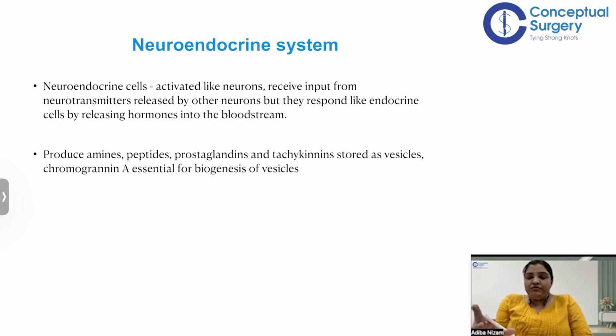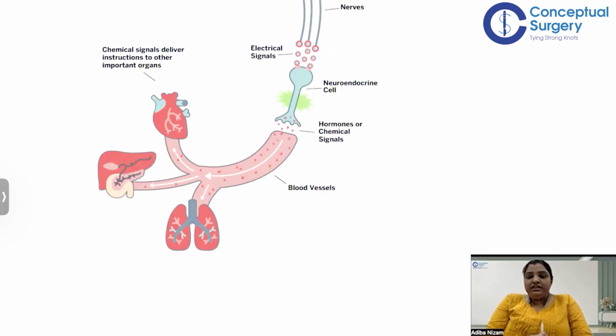These are synthesized with the help of chromogranin A and stored in these cells in the form of vesicles. When the neuronal input comes in, these cells will release the chemicals stored in these vesicles into the bloodstream to cause downstream effects. So, in this diagram, we see that nerves will act upon the neuroendocrine cells, which will, in response, release hormones into the blood circulation, and then these hormones will produce their effects on the target.